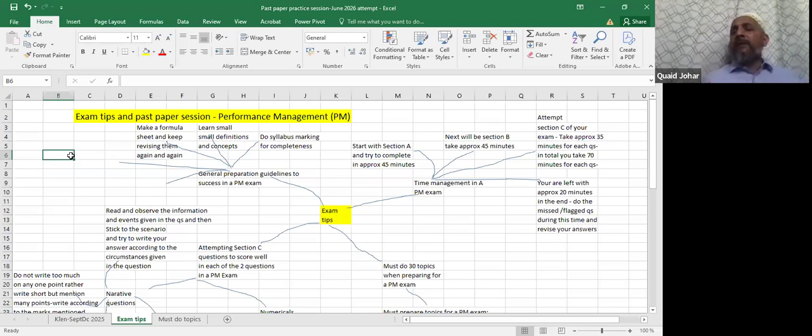Now you will be given a formula sheet in PM in the exams, and that sheet is given on the ACCA Global website. So go through it, to see what formulas have been given over there. It includes the learning curve formula. It includes the profit maximizing price formula. The regression formula. So go through it, to see what formulas have been given over there. Otherwise, make a sheet and keep revising those formulas.